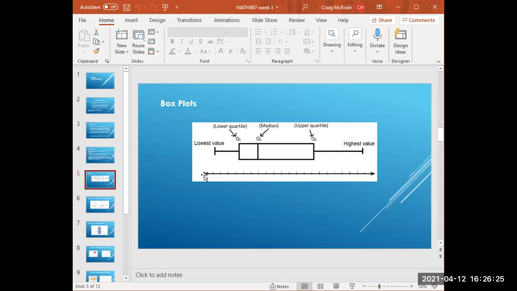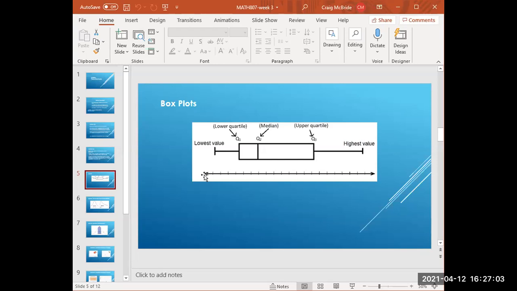Now, it depends on if you're doing a standard box plot, which is what this one is, or if you're going to do what's called a modified box plot. And when you do a modified box plot, instead of the low end and the high end being the absolute minimum and the absolute maximum in your data set, those whiskers will stop at the lowest value that isn't considered to be an outlier, and the other whisker will stop at the highest value that isn't considered to be an outlier. And if you don't have outliers, then of course it defaults to the minimum and the maximum.